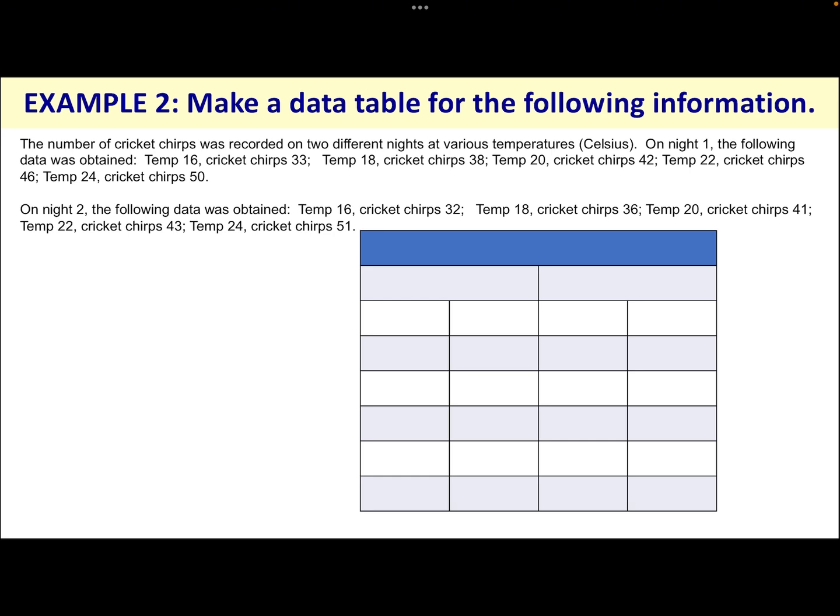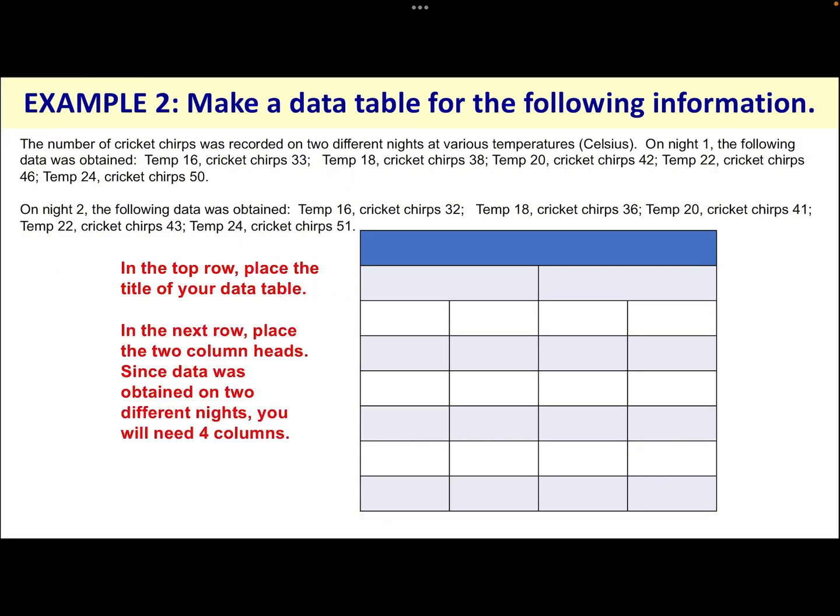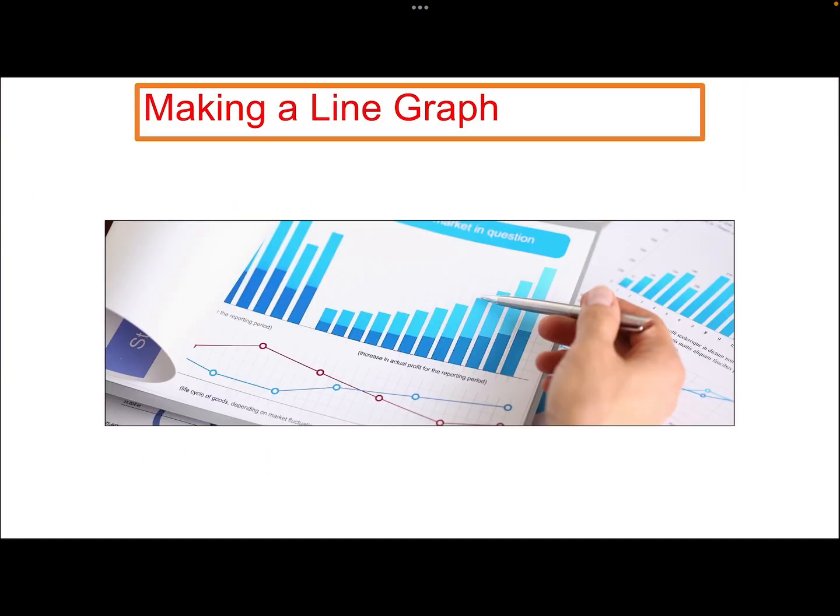In example 2, you're going to use the same process to make a data table for the following information. You are going to make a table for the number of crickets that was recorded on 2 different nights at various temperatures. Remember, in your data table, the top row needs a title. The next row in the 2 column heads need to be information about what is in the columns. Since data was obtained on 2 different nights, you will need 4 columns. In the remaining rows, fill out your data.